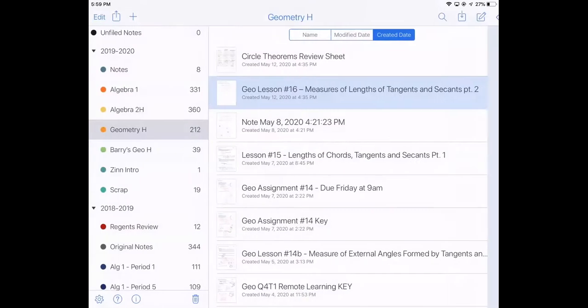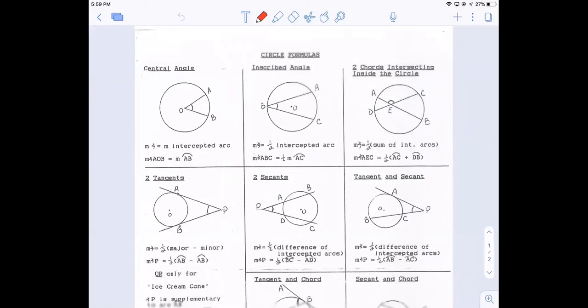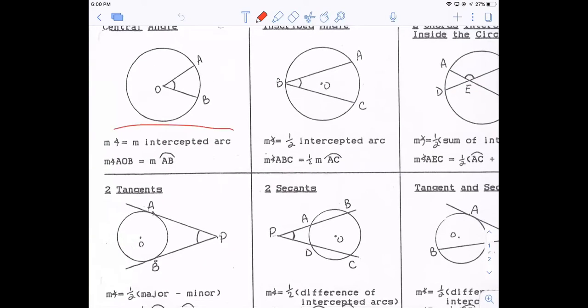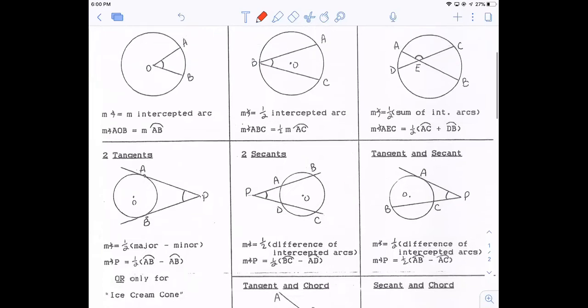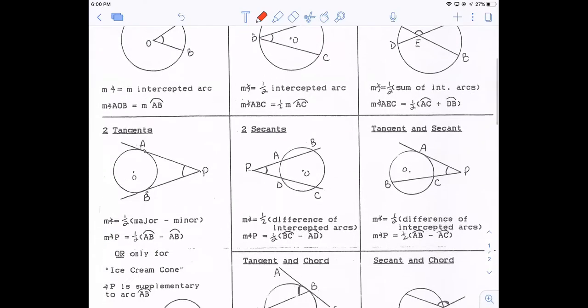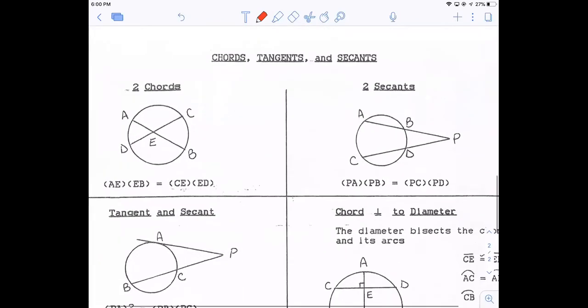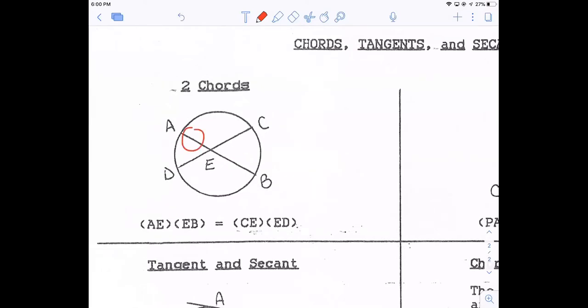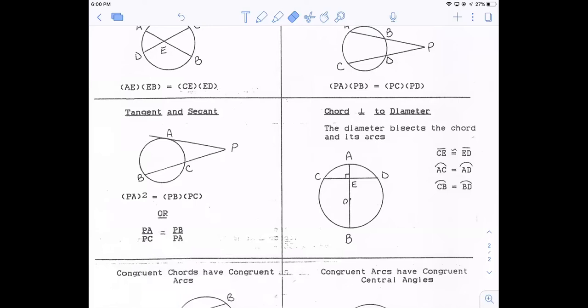So let's take a look at this circle theorems review sheet real quick. There's just a tiny bit that I want to add, right? But it gives you the general rule in words. The measure of the central angle is equal to the measure of the intercepted arc. And they give you using the diagram. So this is very nice. We have all our theorems here. We got central angle, inscribed, 2 chords, 2 secants, tangent and secant, right? And down here we have the lengths. So 2 intersecting chords, right? It's the product of those segments formed by the 2 intersecting chords are equal to each other. Right, got tangent and secant, chord and diameter.